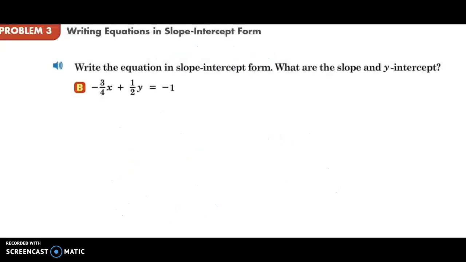Let's look at b. In b, again, we need to move our x term over. This time I will be adding the 3/4 x over. Notice when I add the 3/4 x over, I put it in front of the negative 1. Now I need to get rid of the 1/2.